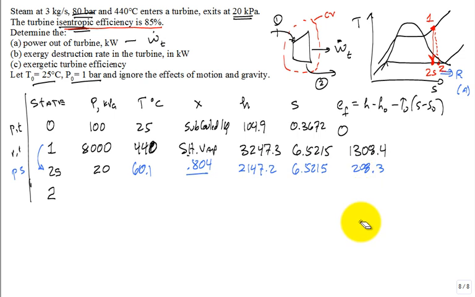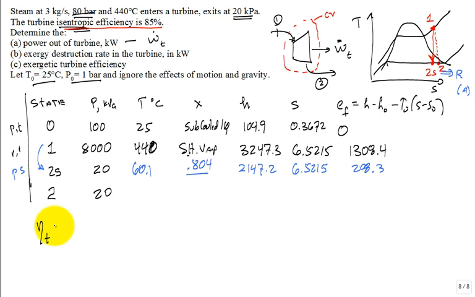There are some steps I ran over very fast there. Now, we know that 2 actual is a little to the right of 2 isentropic, but it's on the same pressure line. It's still at 20 kilopascal, true? But what other piece of information do we use to fix state 2? Well, we go back to the definition of the turbine isentropic efficiency.